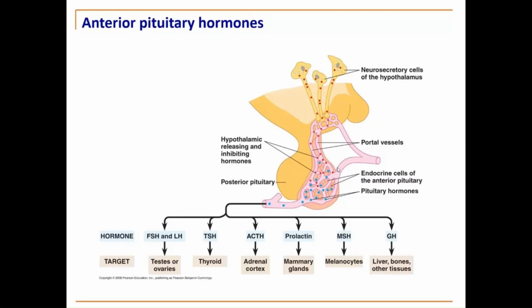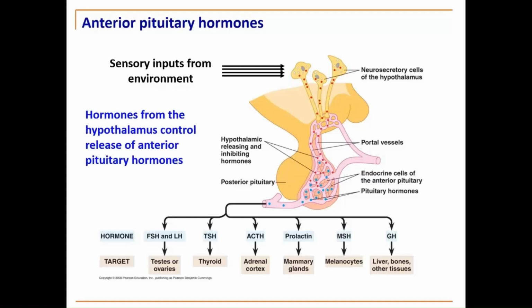So we're going to start off by looking at the anterior pituitary hormones. There are lots of sensory inputs coming in from our environment, and these are transferred via the central nervous system to the hypothalamus, and the hypothalamus then stimulates the release of releasing and inhibiting hormones. So we get this stimulatory or inhibitory process coming into the neurosecretory cells of the hypothalamus.